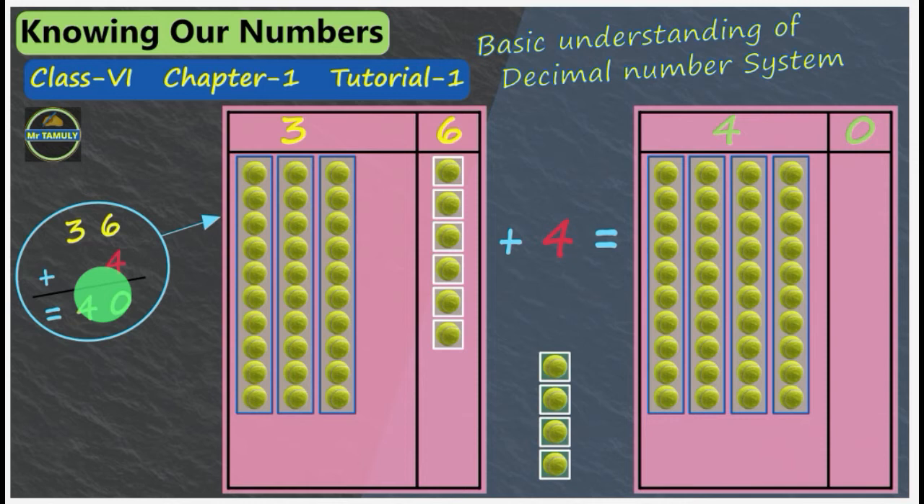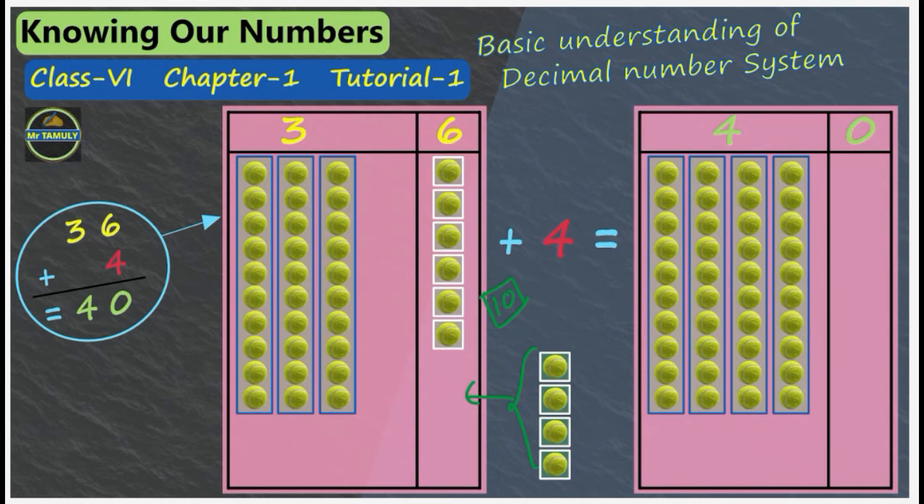So the answer will be 40. If we try to understand this in terms of the tennis balls, these 4 balls will be added to the 6 that we already have in ones place. So that will make a total of 10 in the ones place.